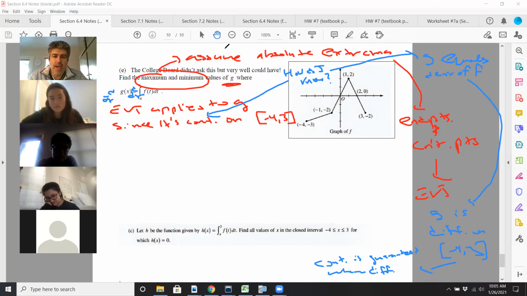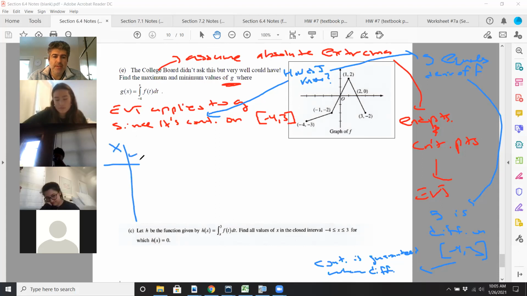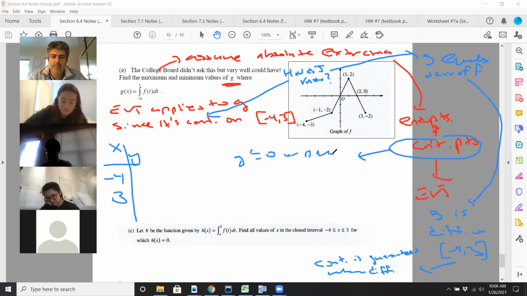Next up, you have to make a little table here. We're going to plug in our endpoints, -4 and 3, and we have to find our critical points. To find your critical points, that's when G prime equals 0 or does not exist. Well, remember, G prime equals F. So you want to see where F equals 0.